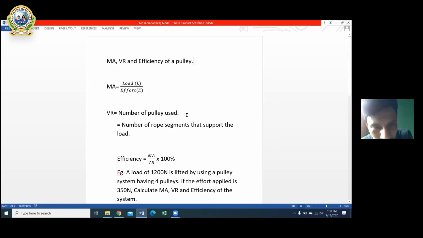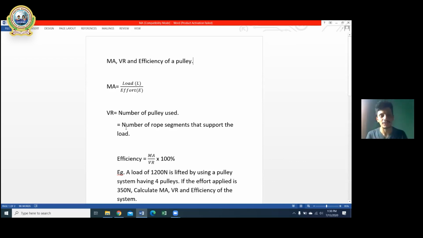For VR, you'll have to see the figure or the question. How many pulleys are used in that pulley system? If two pulleys are used, then the VR will be 2. If three pulleys are used, then the VR will be 3. If 5 pulleys are used, then the VR will be 5. Okay. Or VR is also equal to the number of rope segments that support the load.